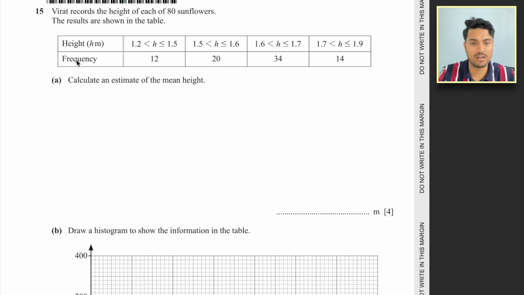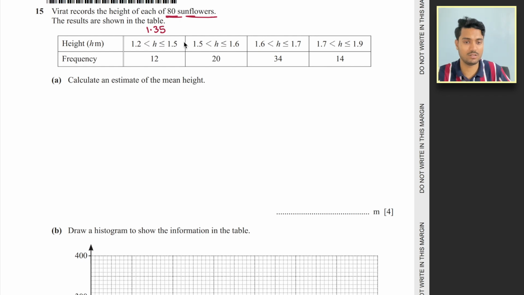It says, Virat records the height of each of 80 sunflowers. The results are shown in the table. Calculate an estimate of the mean height. The class interval is given to us. So 1.2 to 1.5. What will be the center value? It is 1.2 plus 1.5 divided by 2, and the answer is 1.35. So the midpoint is going to be 1.35.